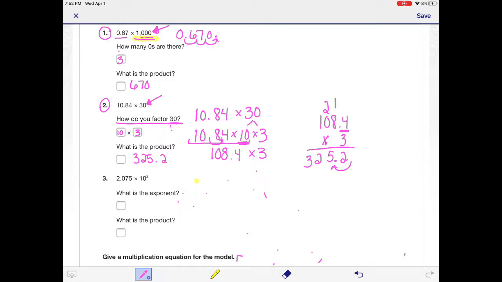Okay, that's a lot of steps, but what you're simply doing is you're factoring out that multiple of 10 so that you can get this 10 times 3.